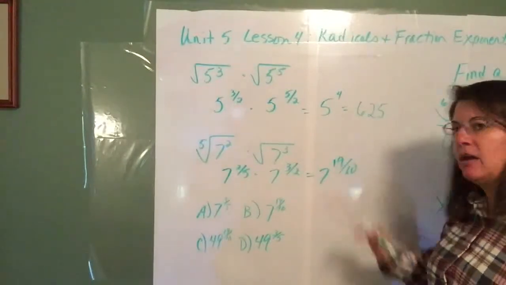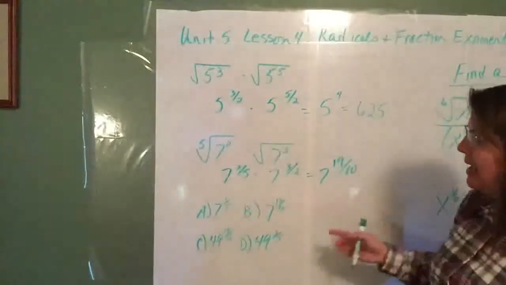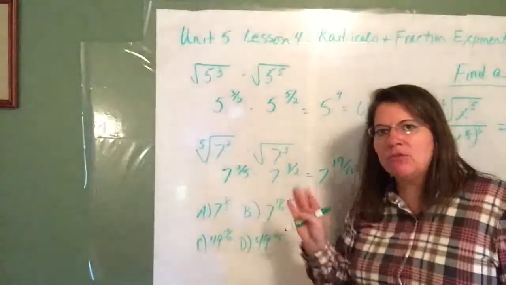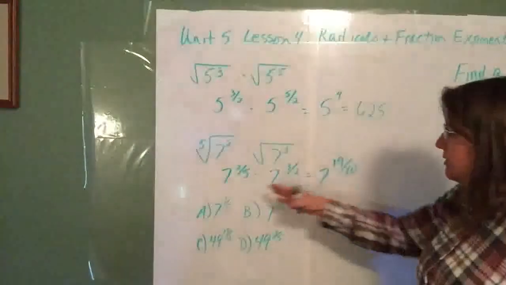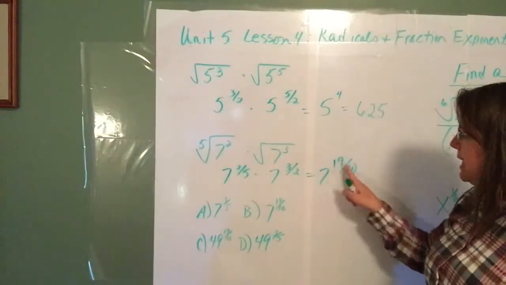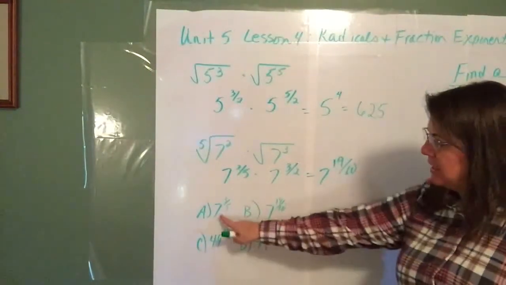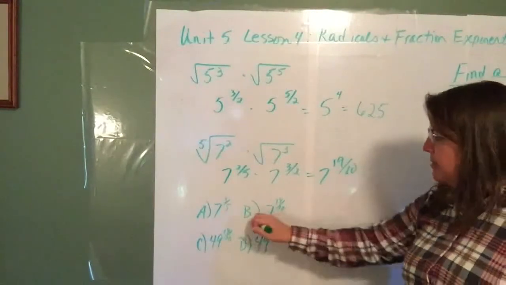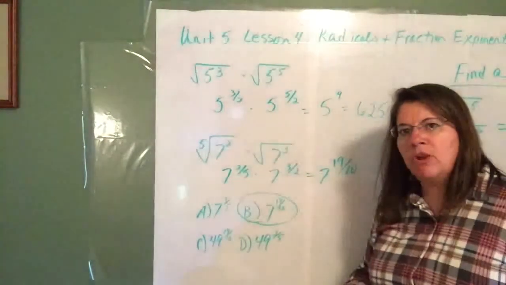Notice I did that on my calculator. I can't do that in my head. I mean, I could do it with writing some things down, but there's no need. You can use a calculator for that kind of computation. So we've got 7 to the 19/10. Well, does that match anything? It doesn't match that, but it does match this one. So I would say B would be the right answer for that one.